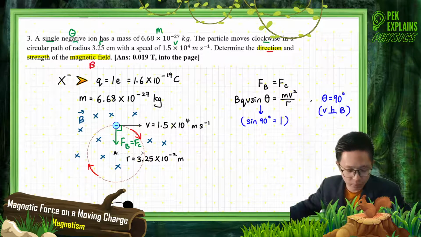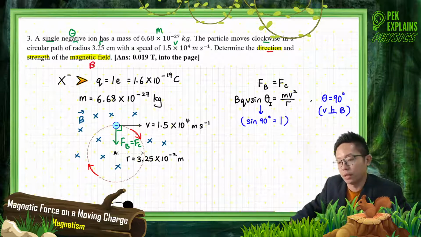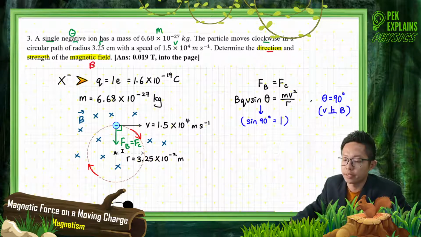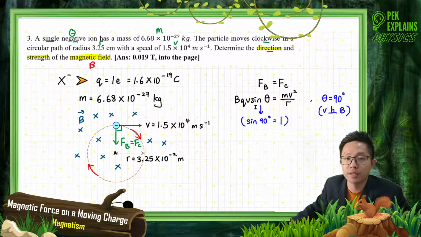So what's next? Find the magnitude. As we know, the magnetic force provides the centripetal force. So FB equals FC. FB, the magnetic force for a moving charge, is BQV sine theta. Because the velocity and magnetic field are perpendicular: velocity to the right, magnetic field going into the page.